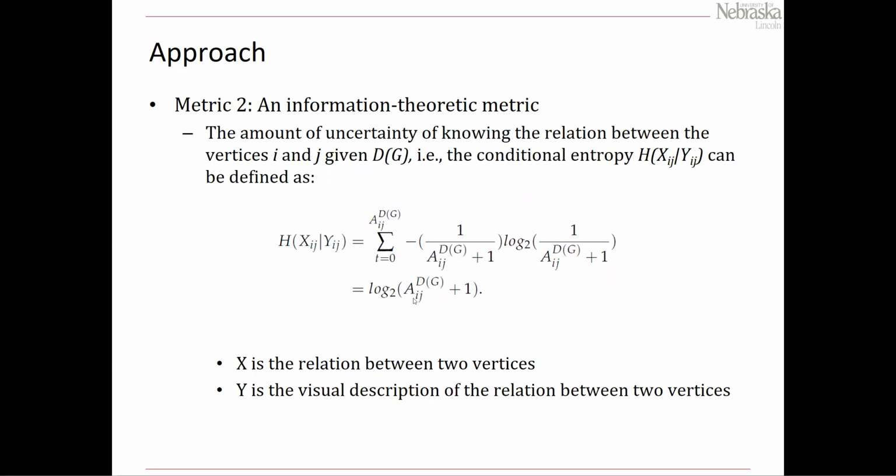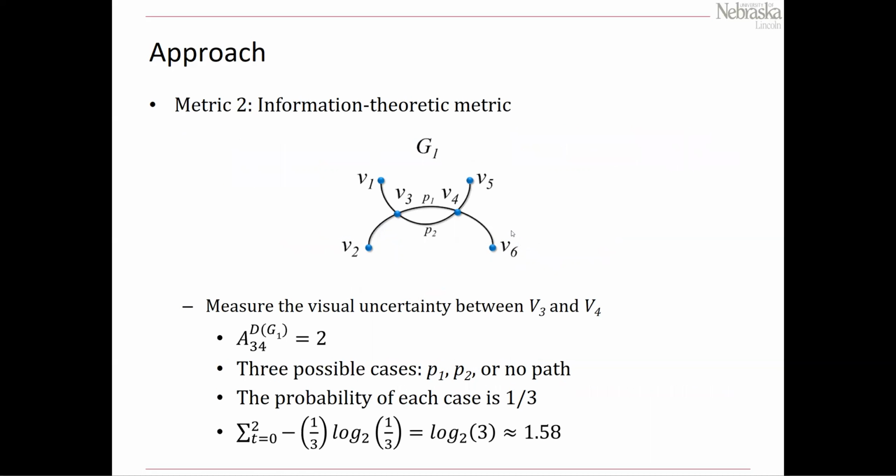Where Aij is essentially the number of edges formed in the visualization between the two vertices i and j. Okay. So essentially we can simplify this equation into this very simple log2 formula. Okay. So let me use this simple example to illustrate this equation.